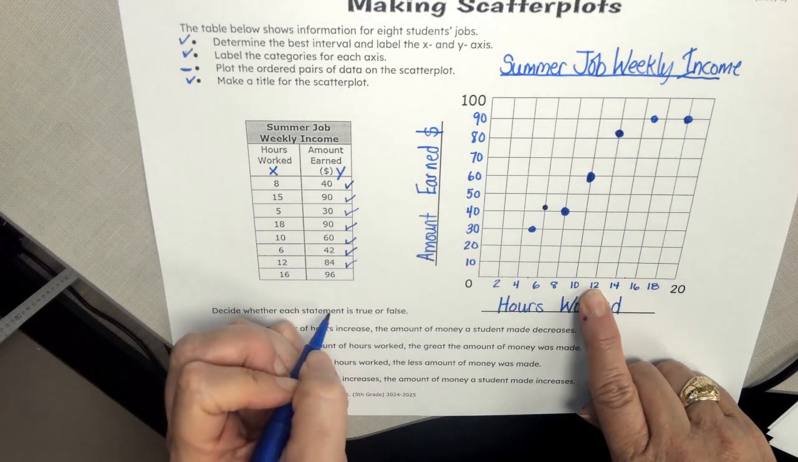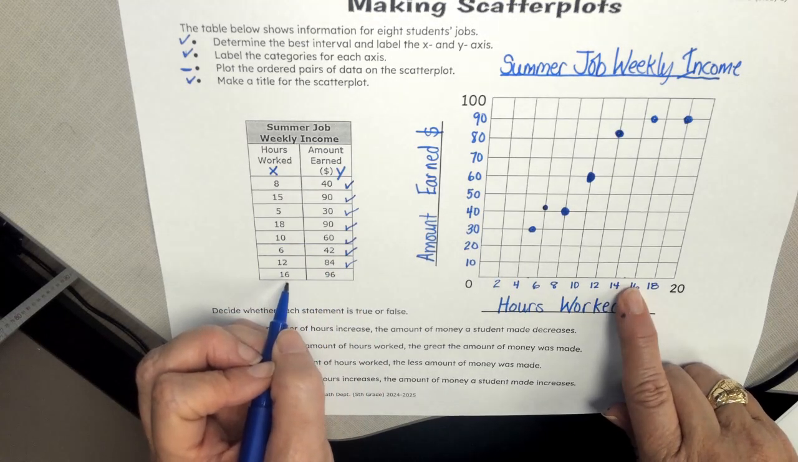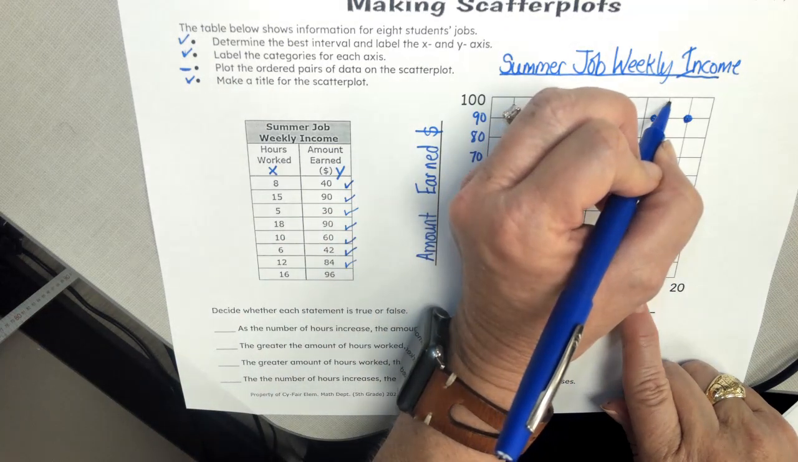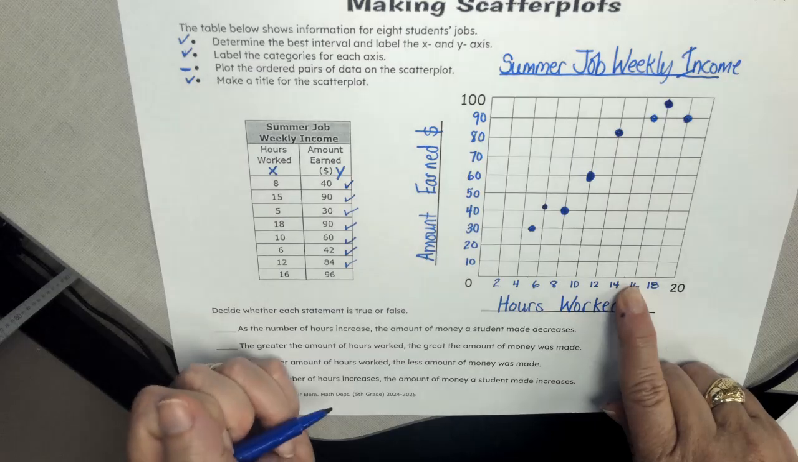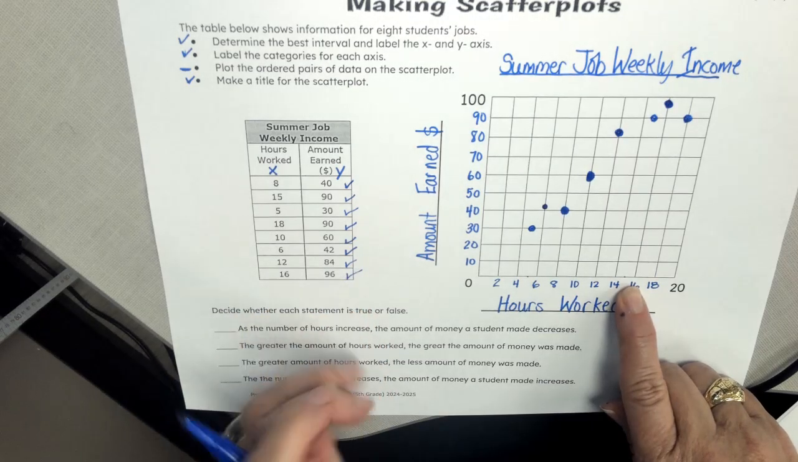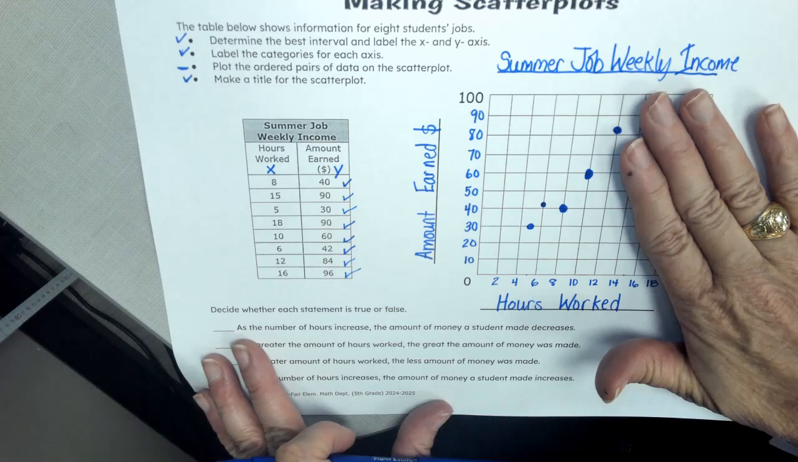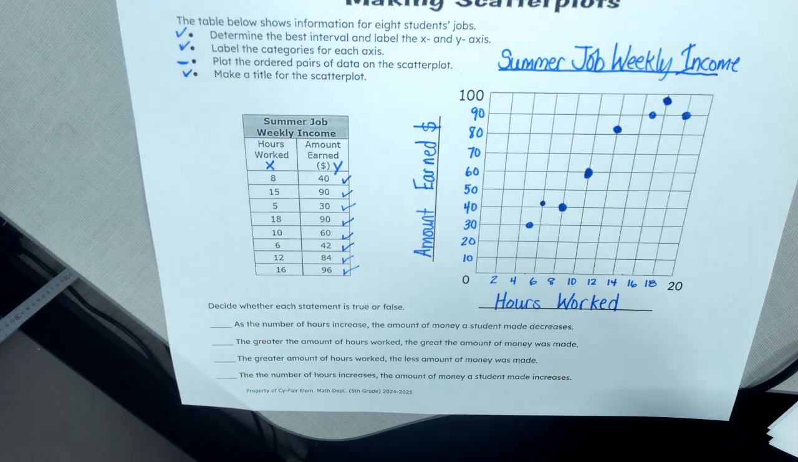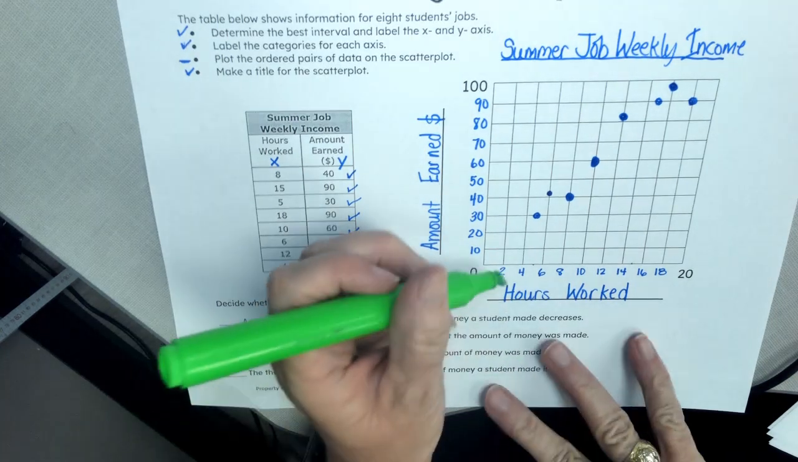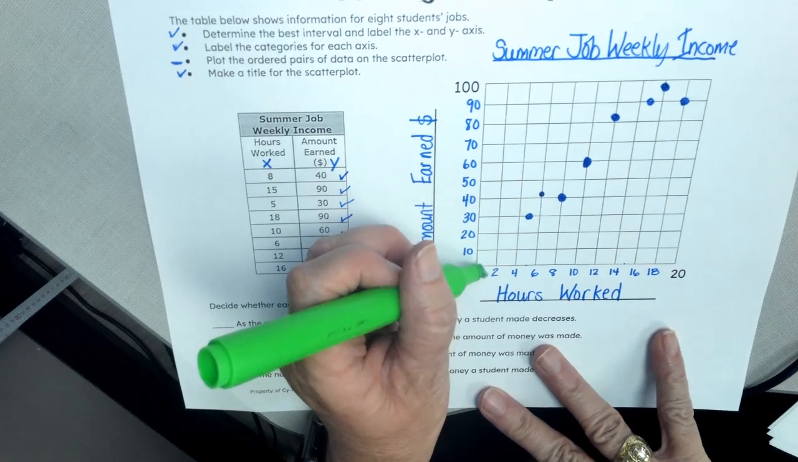Check it off. And when they worked 16 hours, that was about what? Ooh, they made almost $100. Wow. Good job. Check it off. So now that we've got all of that displayed, I'm going to put my pencil down and take my highlighter. I'm going to start at the origin and find my dots.